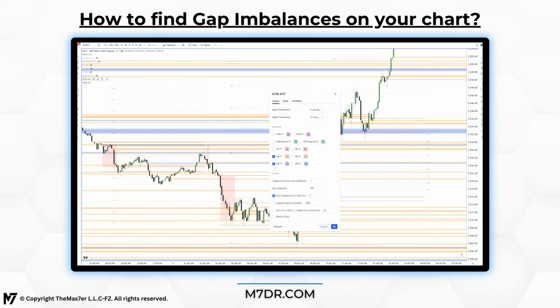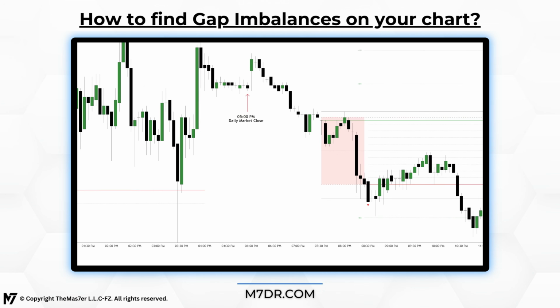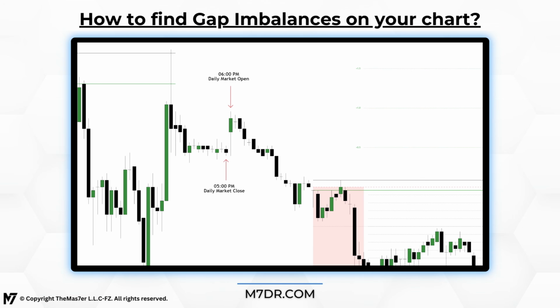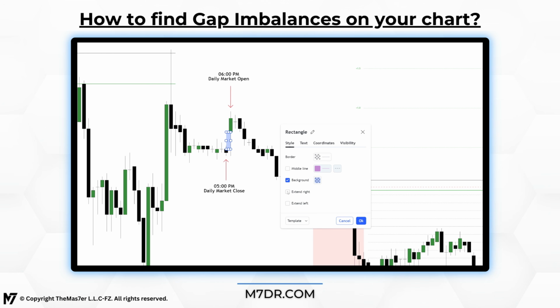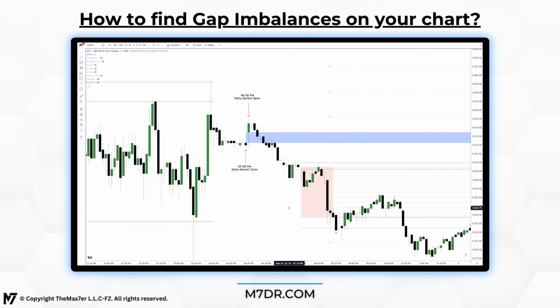There's a way around. For market close to market open gap imbalances, you simply compare if there is a notable price difference between the 5 p.m. candle, which in TradingView is the 4:55 p.m. candle, and the opening price of the following day's open at 6 p.m., and highlight that with the rectangle tool. Make sure you extend the rectangle to the right for future price action observations.